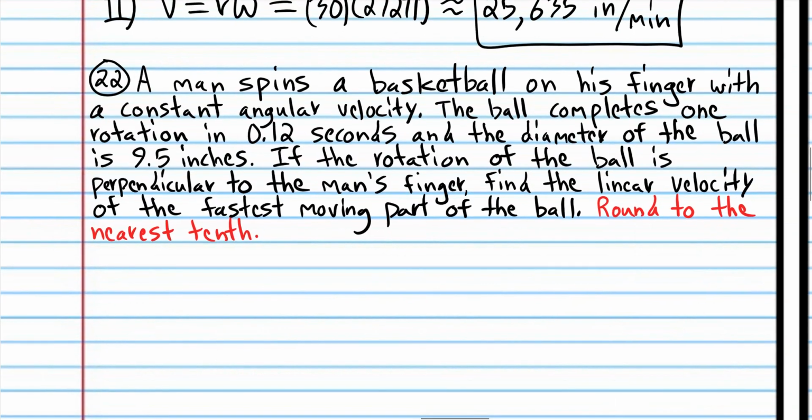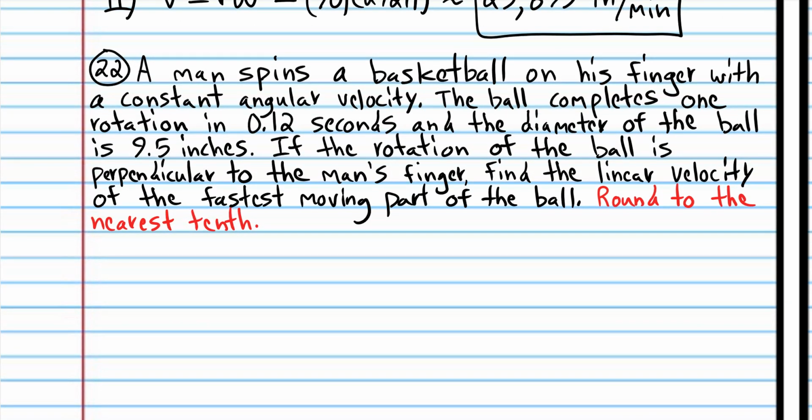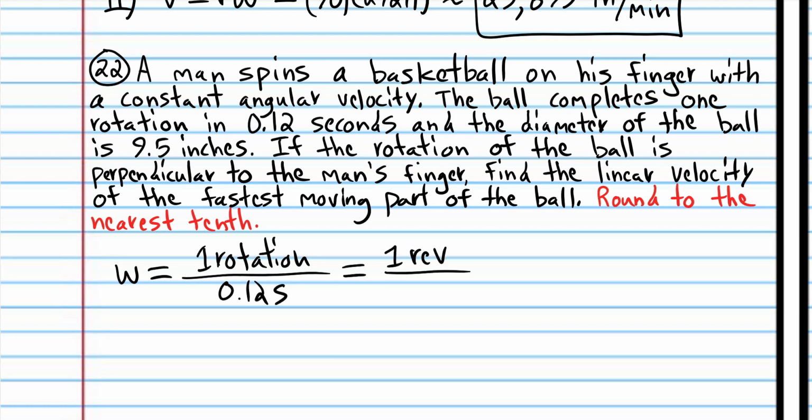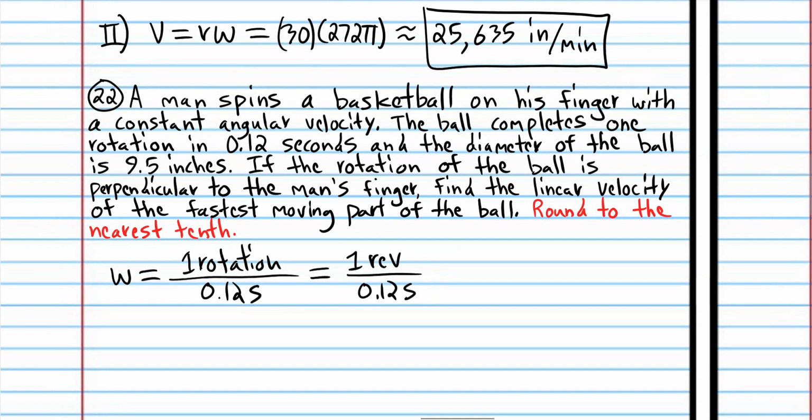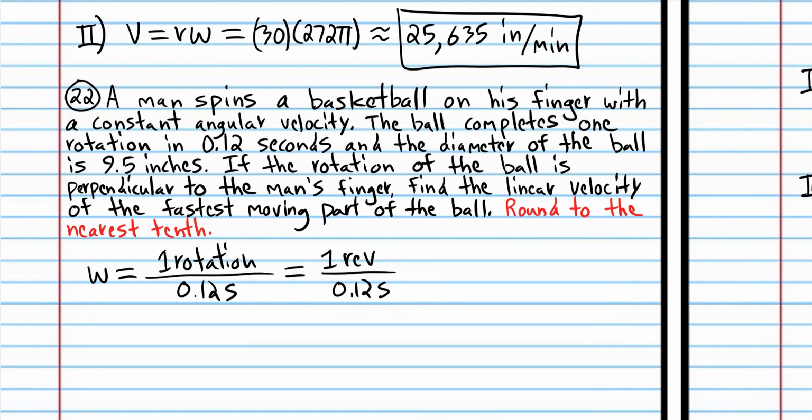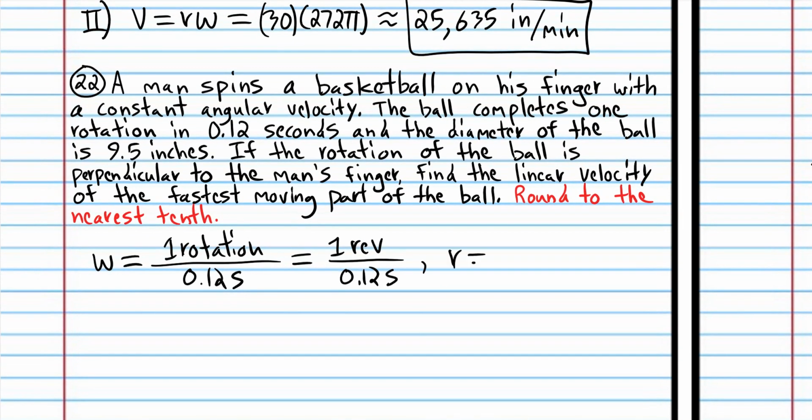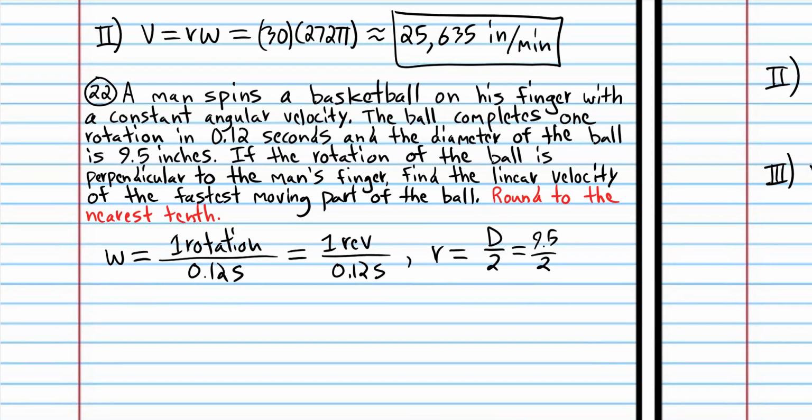Alright, we're back. So, the ball completes one rotation in 0.12 seconds, so omega is equal to one rotation in 0.12 seconds. But remember, a rotation is the same thing as a revolution. And we also know that the radius of the movement, the radius of the ball, is diameter divided by 2, so that would be 4.75 inches.